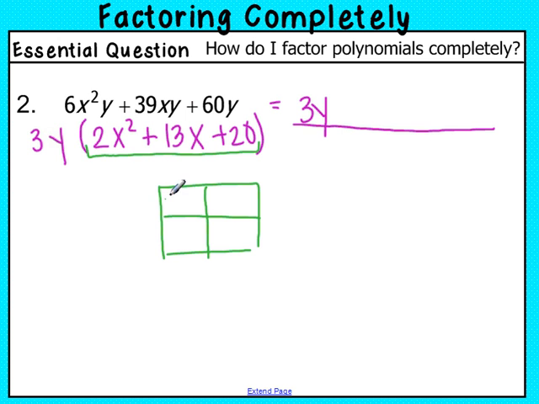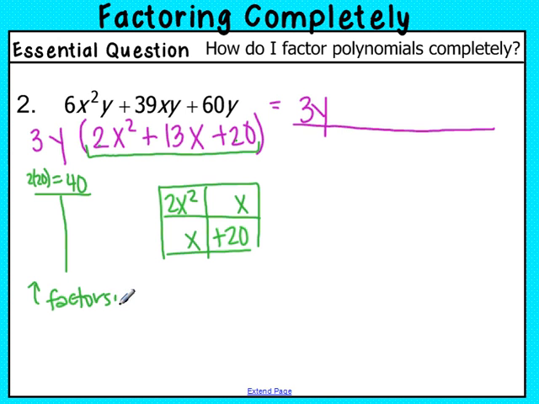Okay, again, your squared term goes in the top left. Your number goes in your bottom right. We'll put an x, put an x. Draw your t. You're going to have a, which is 2, times 20. So we have 2 times 20 is 40. So we're looking for factors of 40. And the special thing about these factors is they need to add to the middle term, which is 13.